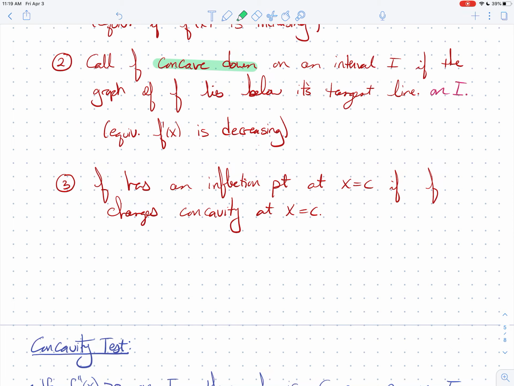Finally, a word I haven't introduced before: f has an inflection point at x equals c if f actually changes concavity at x equals c.